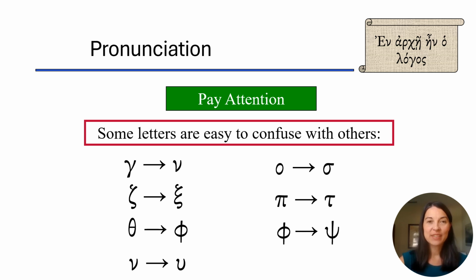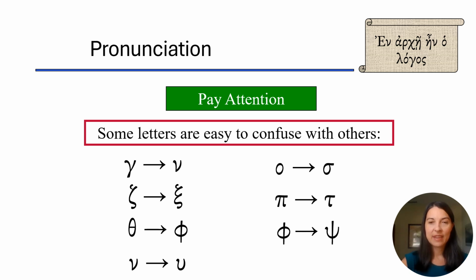And then the next one is theta and phi. So you'll see the theta does not have a line through the vertical line, but it has a horizontal, where the phi has a vertical line. You'll see the nu looks very similar to the upsilon, especially if you're reading someone's handwriting of these. So the nu looks more like a V, whereas the upsilon looks like a U.